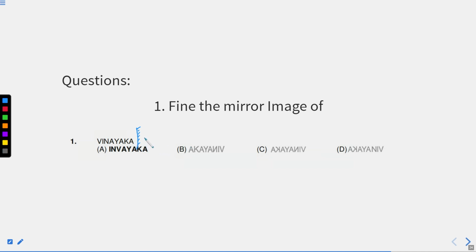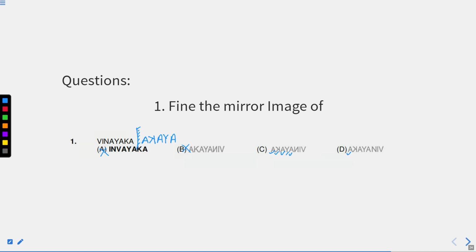So for A, the mirror image will remain A. For K, the mirror image will be like this, right? For A, again it is similar. For Y, it is similar. For A, it is similar. Just check which option is matching now. Option A? No. Is option B going good? I think it is not, right? For option C, A is matching, K is matching, again A is matching, Y is matching, A is matching, right? Till now it is good.